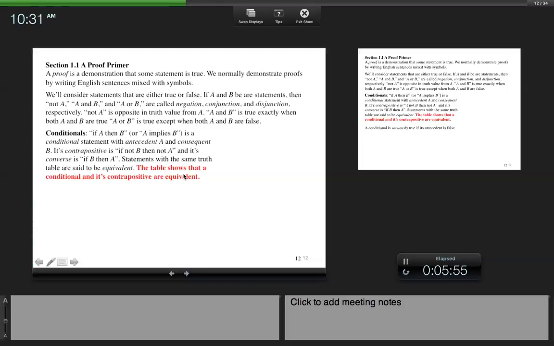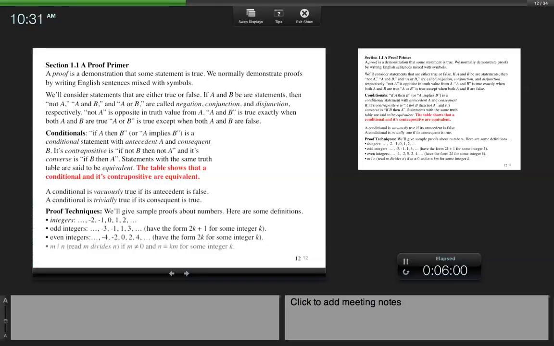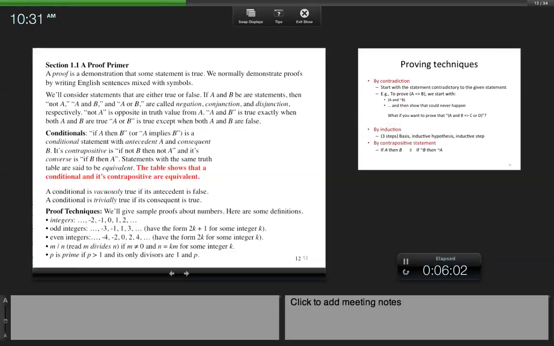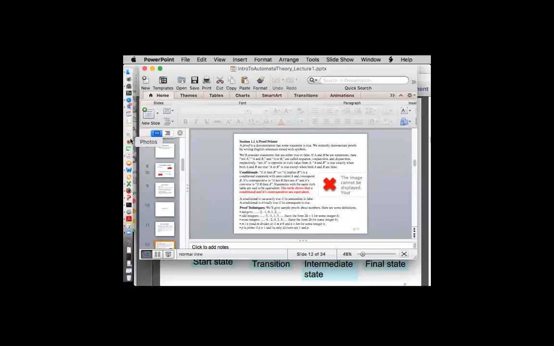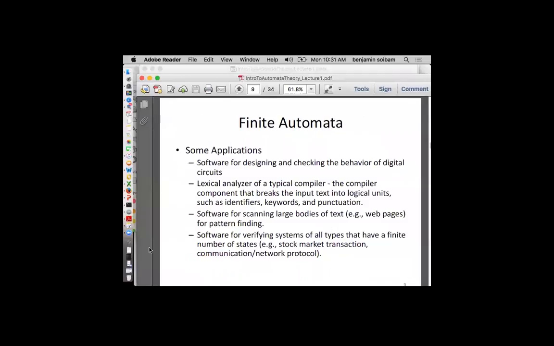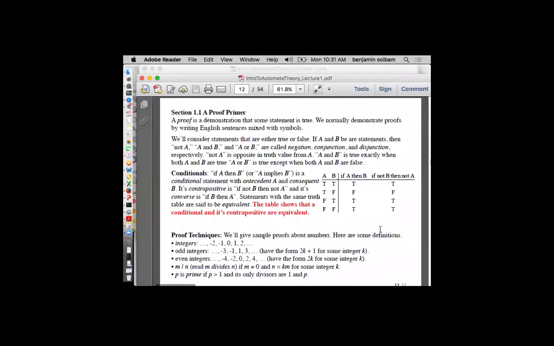Let's see, there's a table missing here, but let me just pull this up. Sorry, the image is missing here. I wanted to show you some image over here, but sorry. Okay, so this is a slide. Let me just talk a little bit about this.